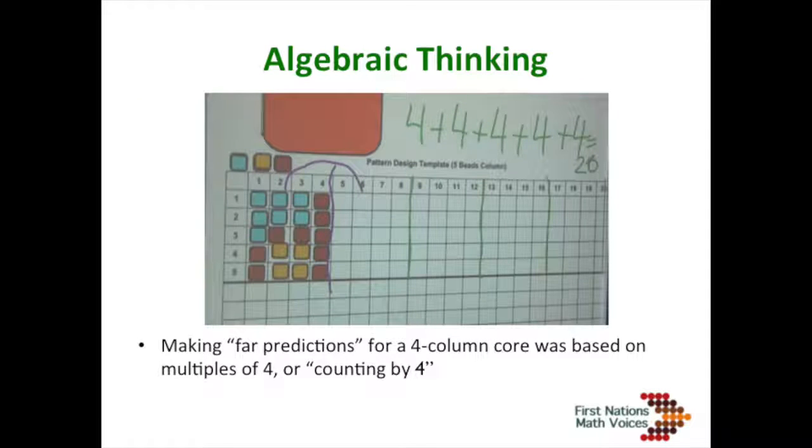We wanted to ensure students understood that this wasn't the case for all patterns, so we also had them explore a pattern with a 4-column core. This led to a much deeper understanding of the nature of repeating patterns.